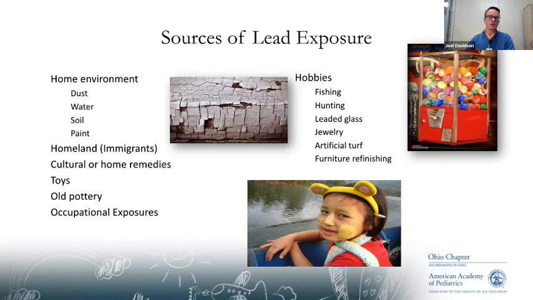But you can also see that there's still an ongoing problem, which is why we're talking about this in a webinar in 2021. So it's important to understand where lead is coming from. There are multiple sources of this heavy environmental metal. Most of them are in the home, and that's why we're going to talk about the home environment, the place where kids spend a whole lot of time, as the primary source. And that exists as dust.